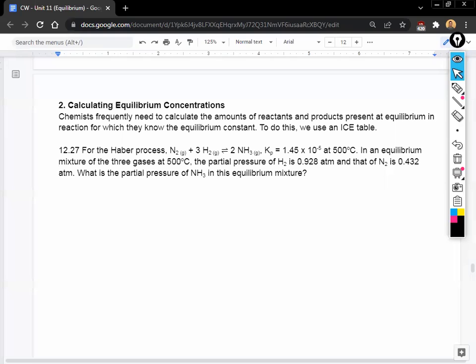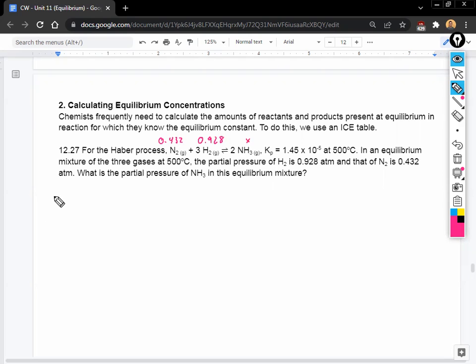Okay, so for this problem, if you did a full ice table, you did too much work. What you really want to do is read the problem carefully to make sure you didn't do extra work. It tells us that this is our reaction. But take a look at the partial pressures. Are they at the beginning of the reaction or at equilibrium? Yeah, it's already at equilibrium. It says that in an equilibrium mixture of the three gases, H2 is 0.928, N2 is 0.432, and it's asking us the partial pressure of NH3. So you did not need to do an ice table for this.